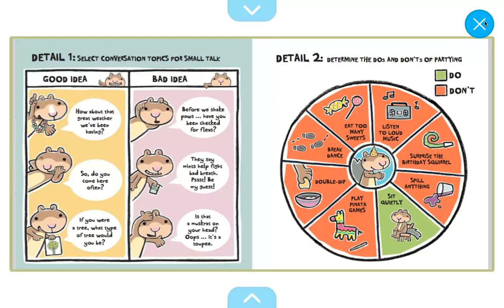Detail 2. Determine the do's and don'ts of partying. Do, sit quietly. Don't, spill anything. Surprise the birthday squirrel. Listen to loud music. Eat too many sweets. Break dance. Double dip. Play piñata games.